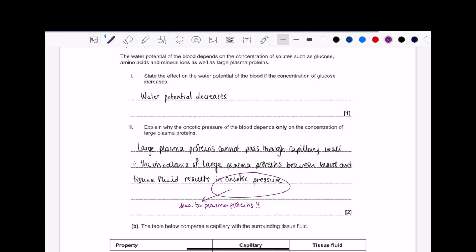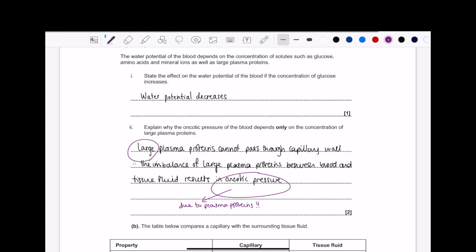Okay, oncotic pressure 101. In your head, associate those two words with plasma proteins, okay? So basically what happens is, large plasma proteins can't pass through the capillary wall. Why? It's because they're too large. The capillaries are very thin, and I think it's the endothelium, the gaps are quite small. So they can't pass. Hence why they're called large.